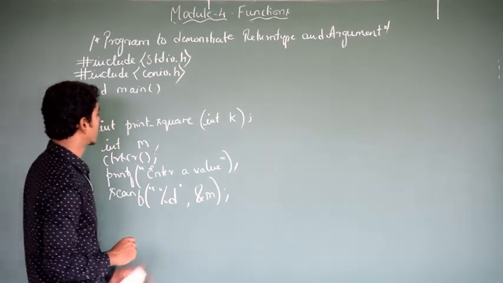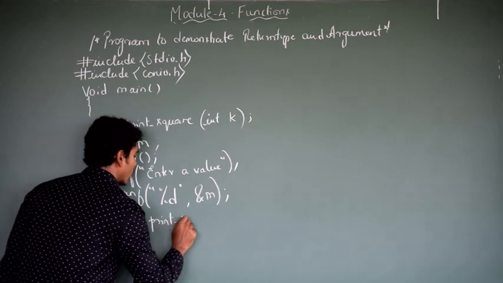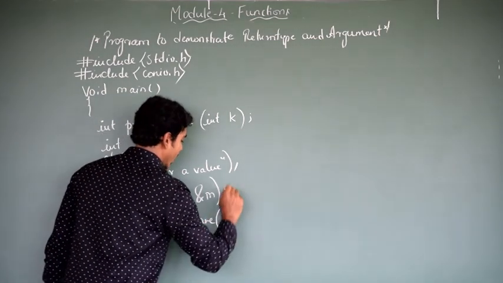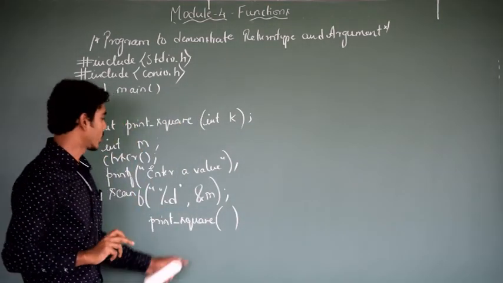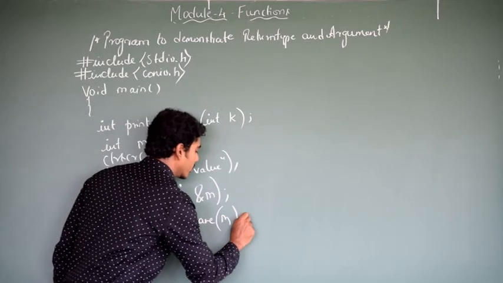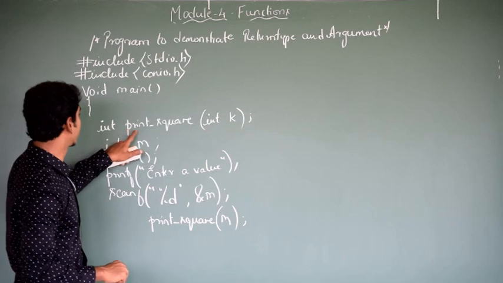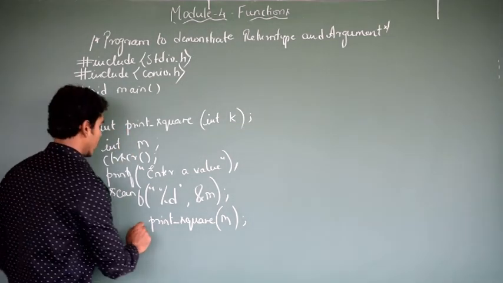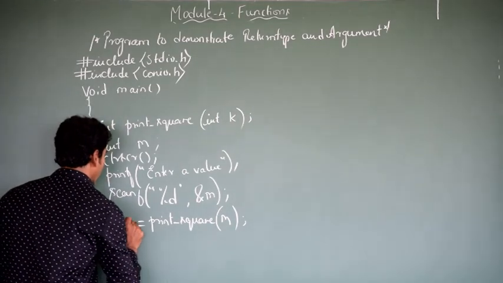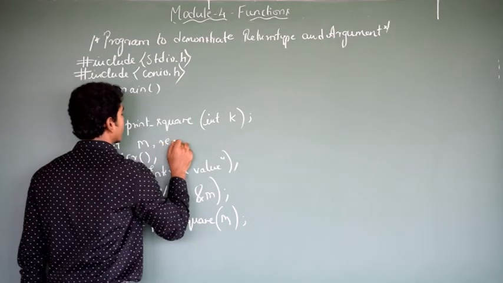Next, let me call the function, that is print_square, and I am going to have one argument. So I have to pass one argument here. That argument is the actual variable m. So this is a function call, and since this function is returning a value, I have to assign this function call to a variable, say for example result. So let me declare result in the declaration section.